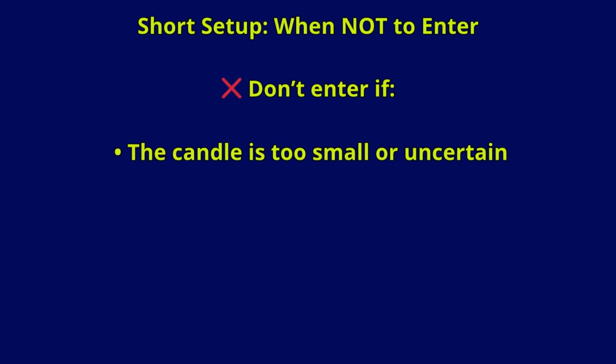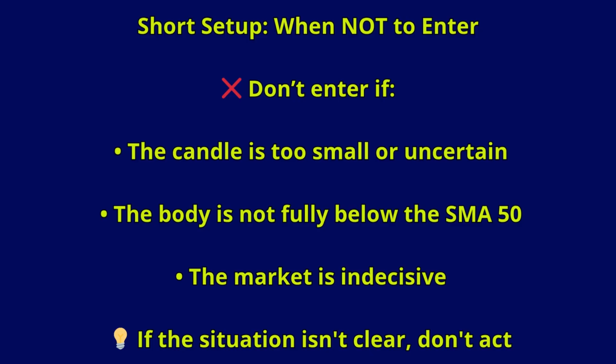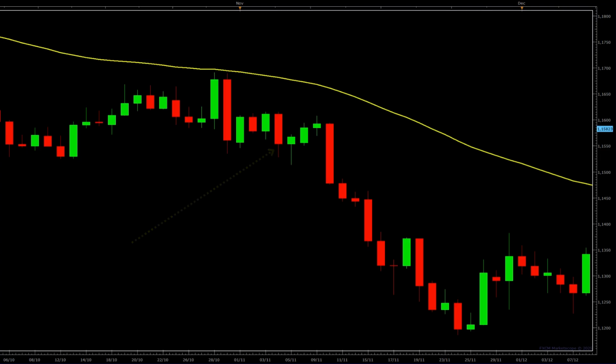To complete our system, let's cover the short setup filters. When not to enter. As a momentum strategy, we must not enter if the candle is too small or uncertain. This indicates a balance between buyers and sellers, which is the opposite of the strong conviction we require. A weak signal leads to a low probability trade.